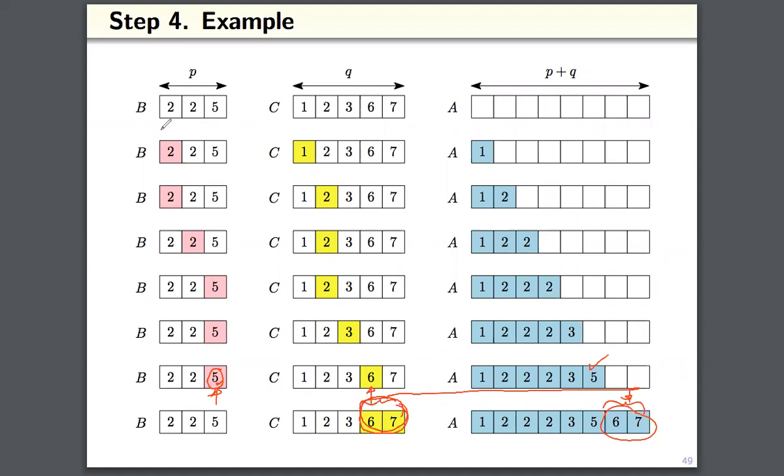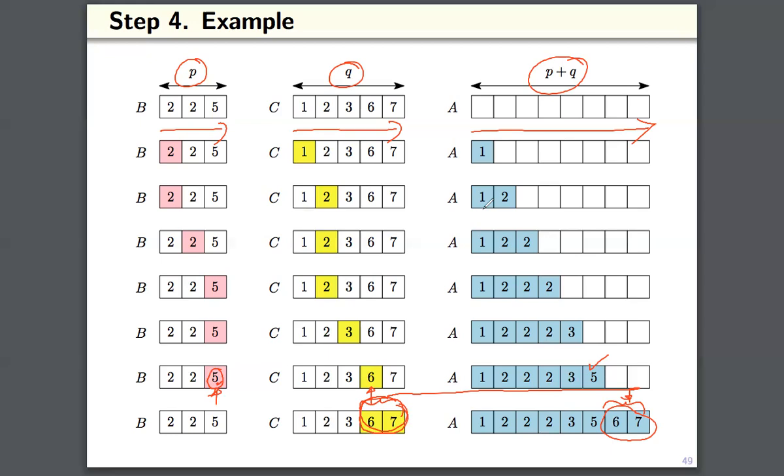So it's just a linear scan of the B array, a linear scan of the C array, and a linear scan of the A array. If the B array is of size P and the C array is of size Q, the A array should be of size P plus Q, because it's the merging of all elements. What is the time complexity of this merge algorithm? It's theta of P plus Q.